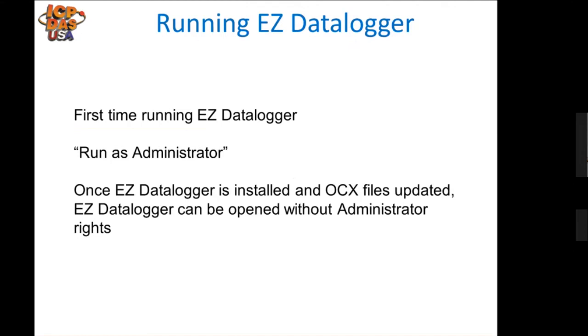Once you install the Easy Datalogger software, the first time it's required to run as administrator. This way, Easy Datalogger can install all OCX files that are required to run the software. Once Easy Datalogger is installed and all the OCX files are updated, it can be opened without administrator rights, so you can just open it normally by double-clicking. But again, the first time you must run as administrator by right-clicking and selecting Run as Administrator in most cases.